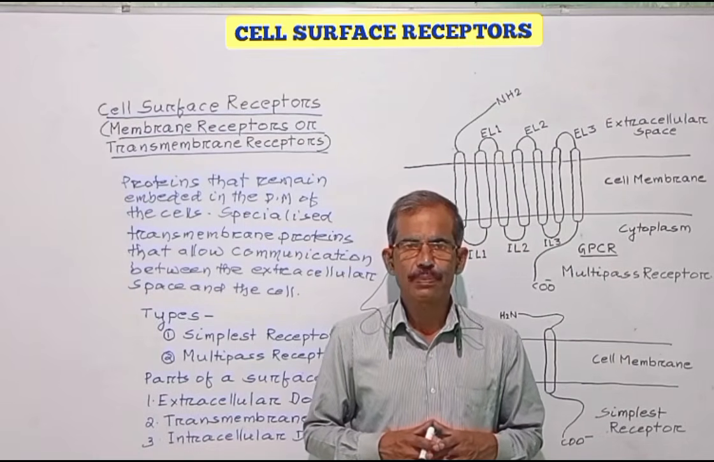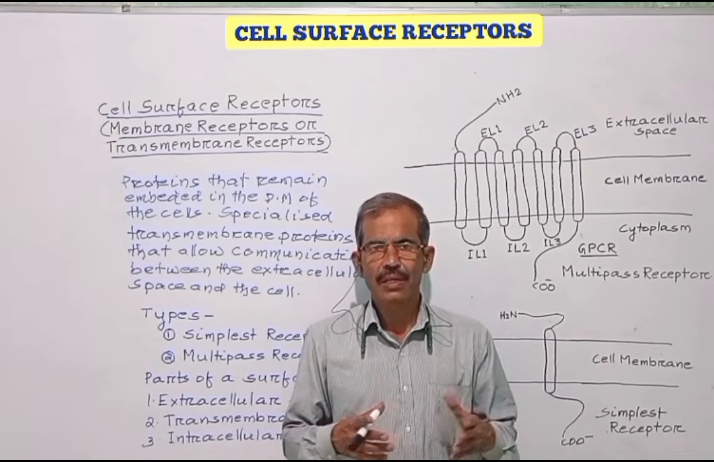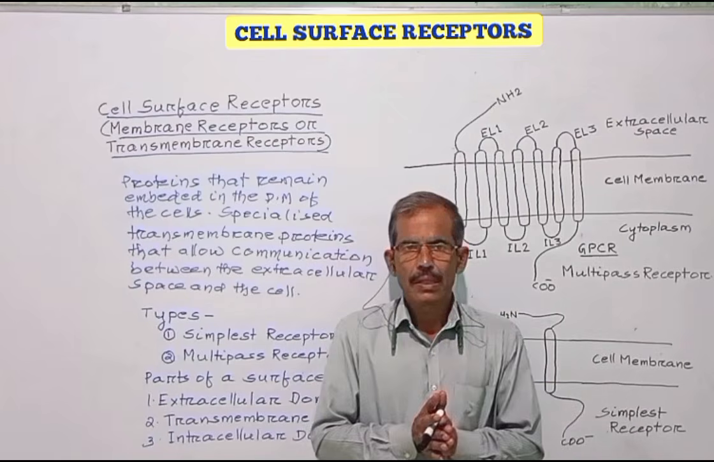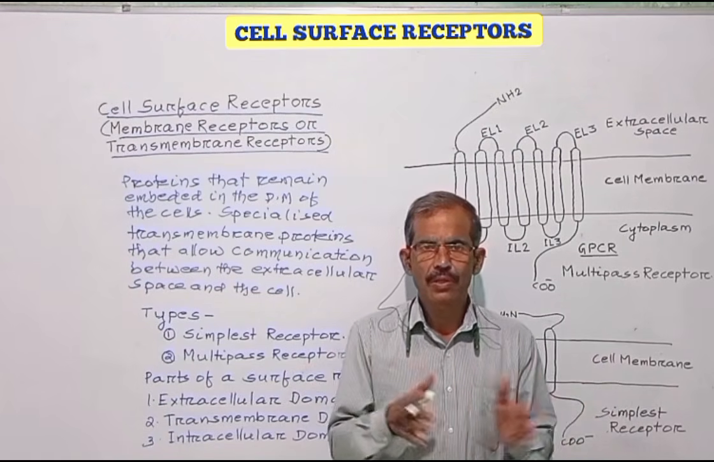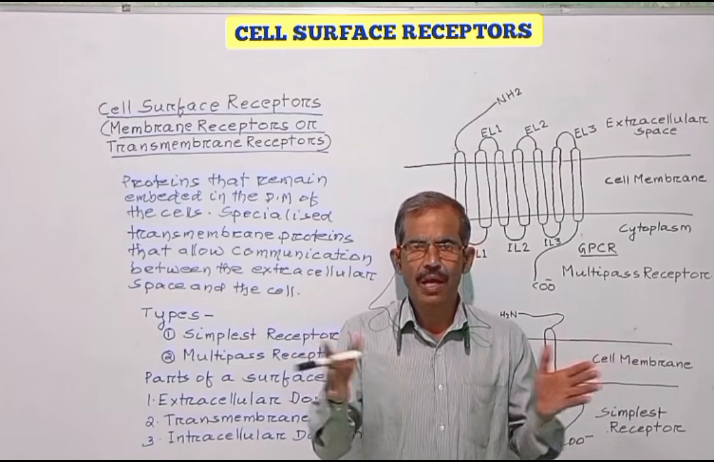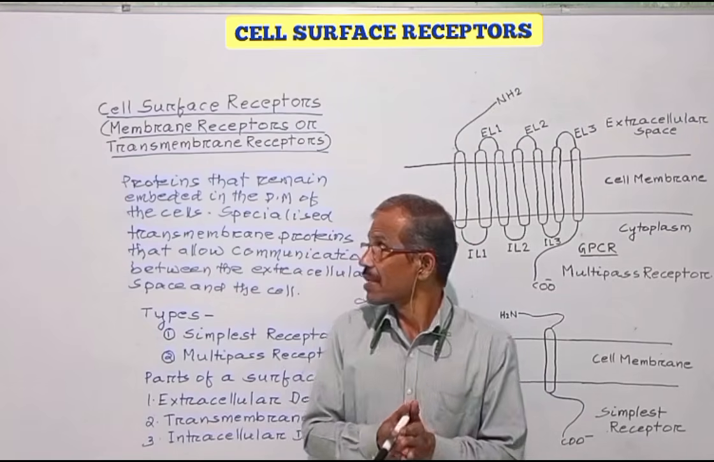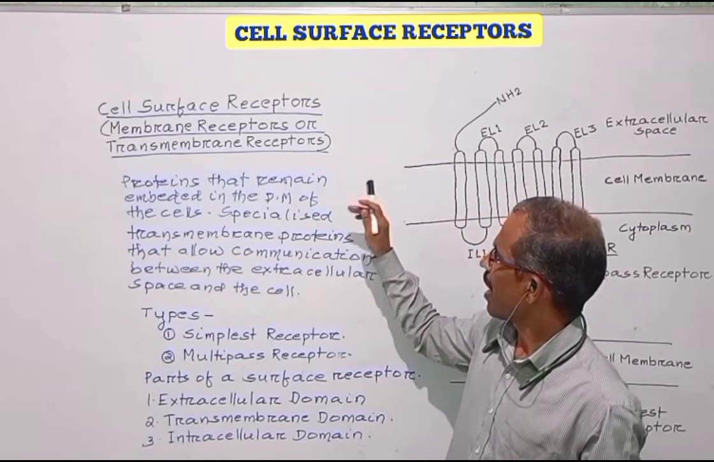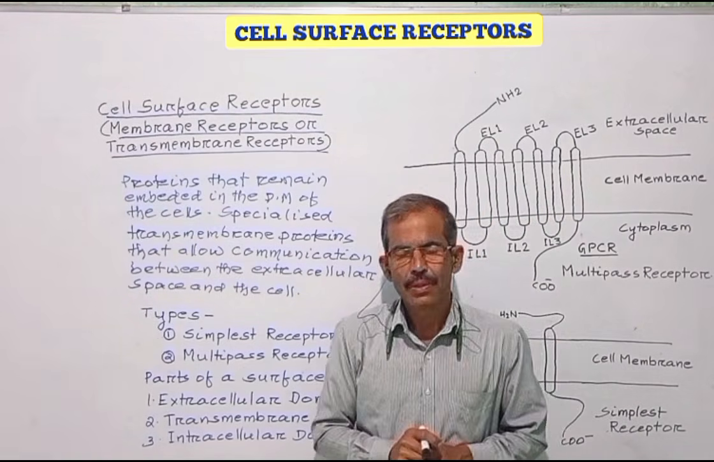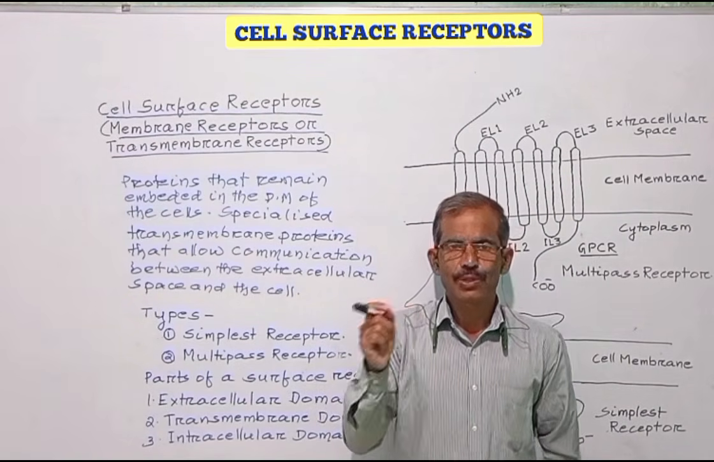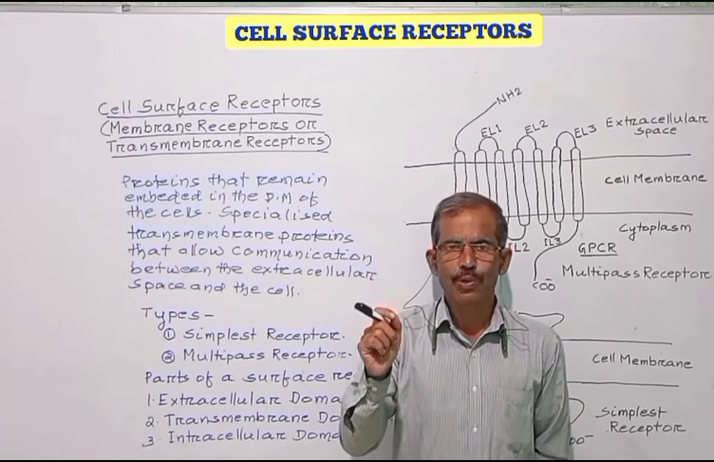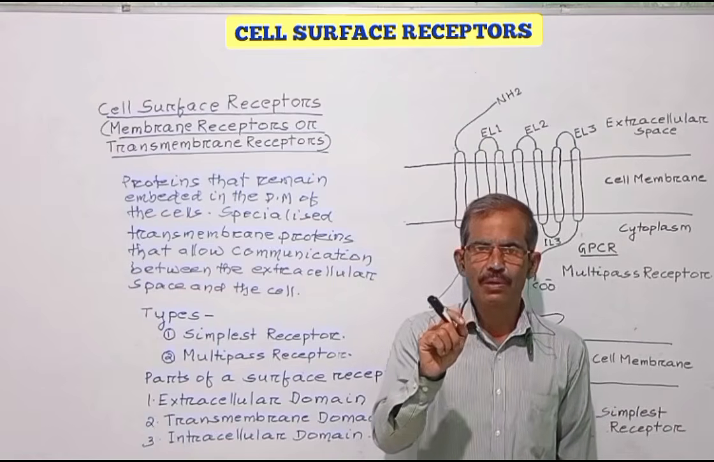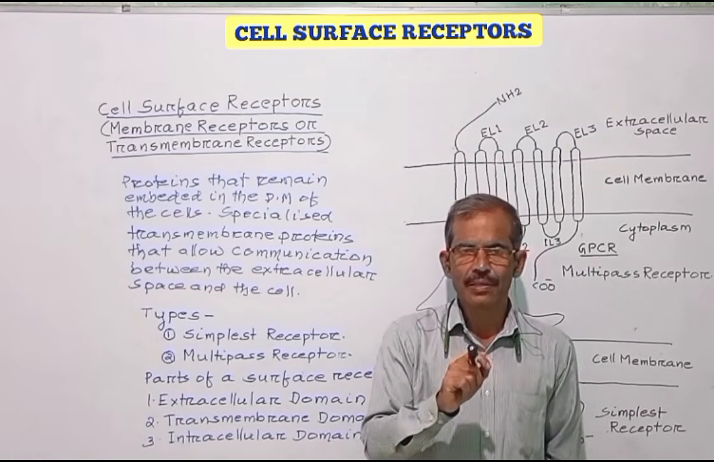Cell surface receptors are proteins that remain embedded in the plasma membrane of the cells. They are of several kinds, including glycoproteins and lipoproteins. These receptors are also known as membrane receptors or transmembrane receptors. Membrane receptors are specialized transmembrane proteins that allow communication between the extracellular space and the cell.